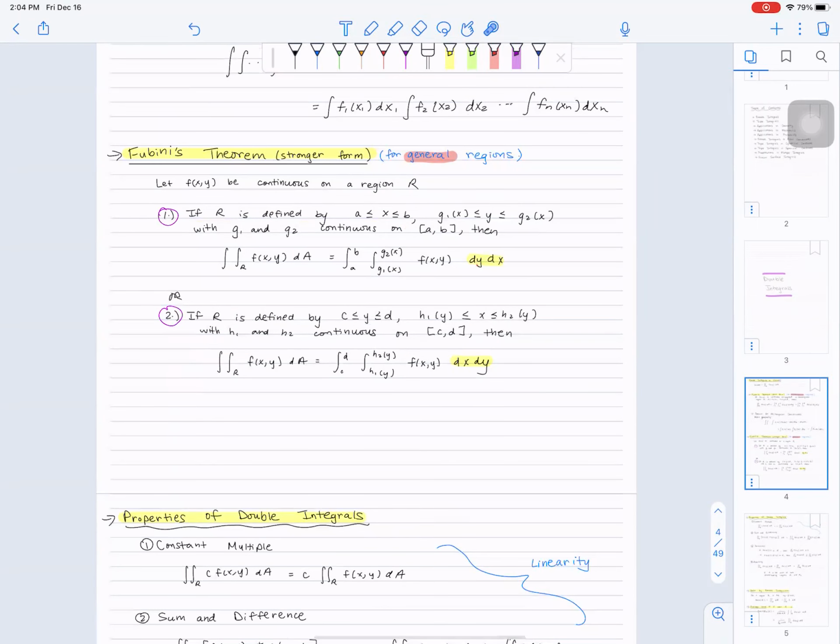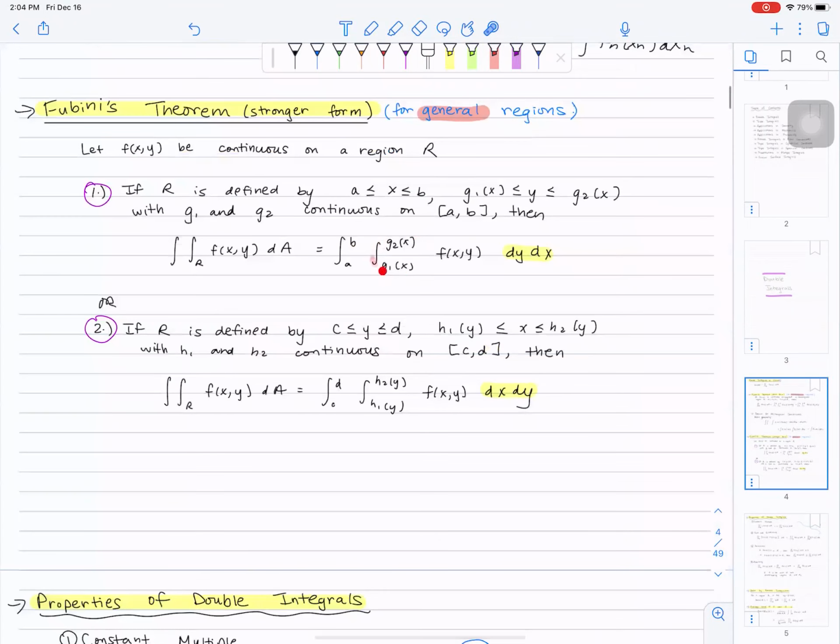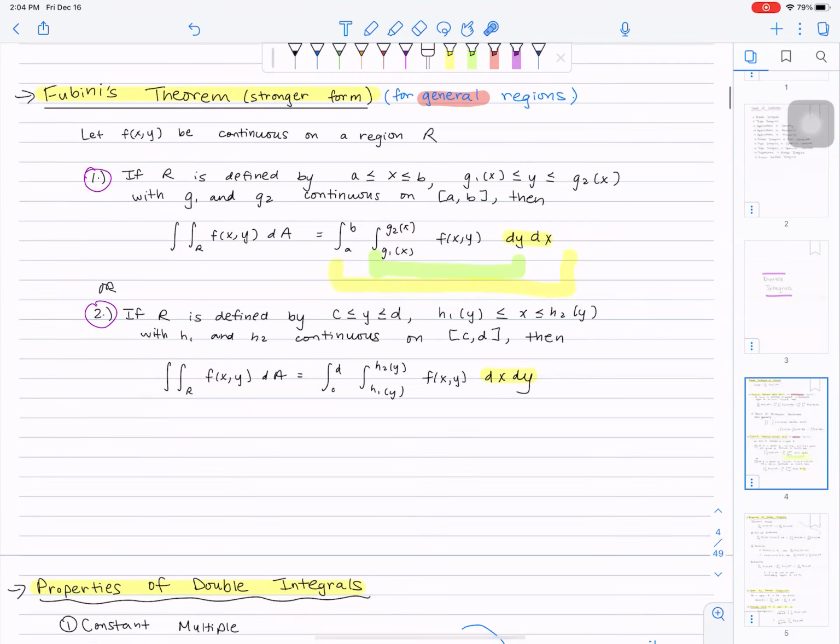The idea you always want to use here is that your innermost bound can be expressions with whatever variables are left. So if we're only considering this first integral, these bounds can have x's in them or constants, but your outermost bounds can't have any variables at all. They have to be only constants because there are no other variables left over here.